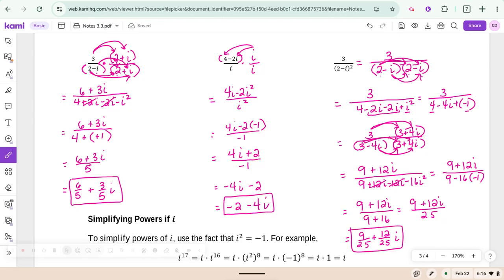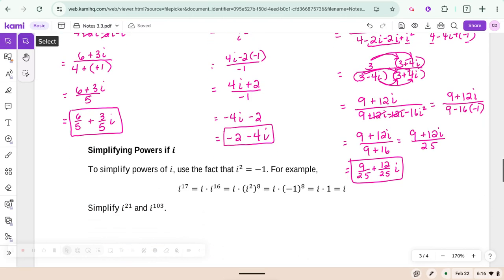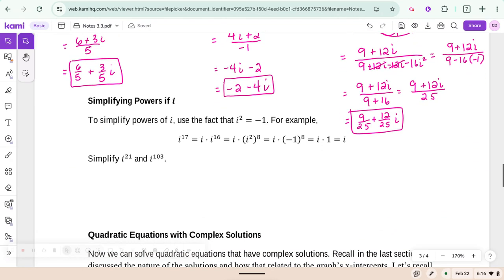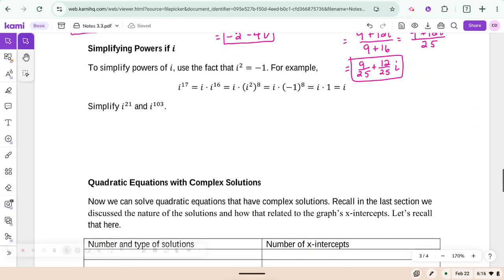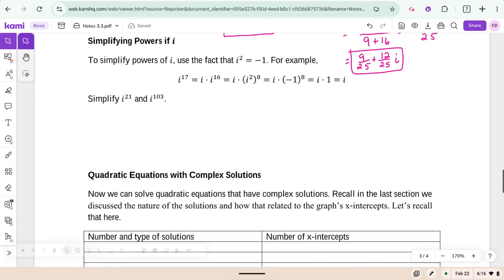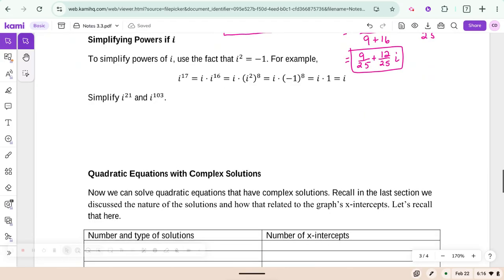All right, next we're going to simplify powers of i. And I kind of enjoy this. It's kind of like a little puzzle. To simplify powers of i, use the fact that i squared is negative 1. Here's an example. We can simplify i to the power of 17 if we rewrite this as i times i to the 16th power. What you don't see there is an invisible 1, which is your exponent on i.